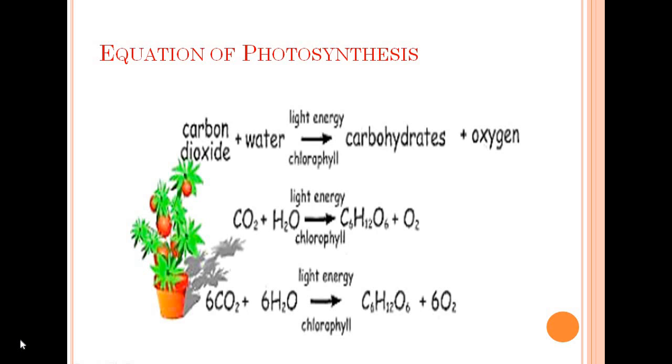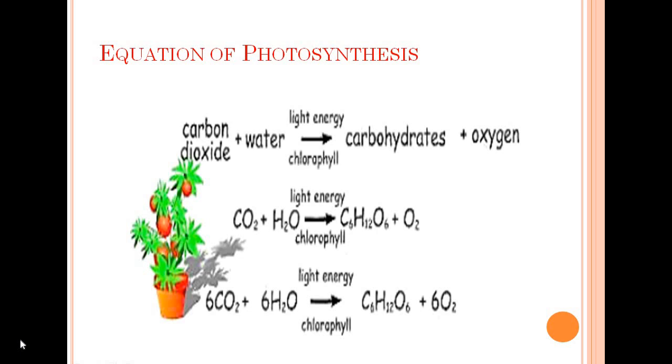So what is photosynthesis? Photosynthesis is the process of using the energy in light to convert water and carbon dioxide into carbohydrates and oxygen. So whatever I have dealt with in the definition is well depicted in the equation given below. So what is the equation?